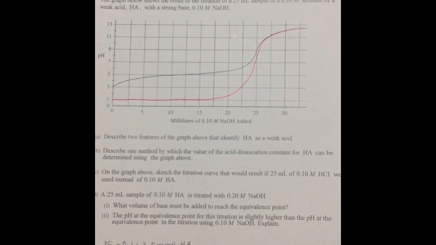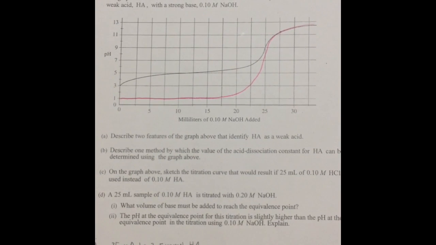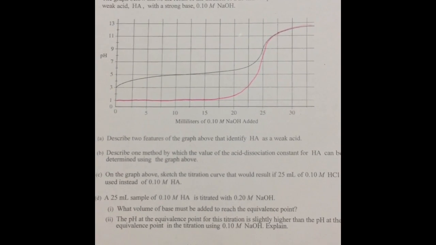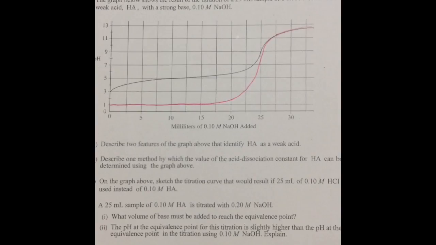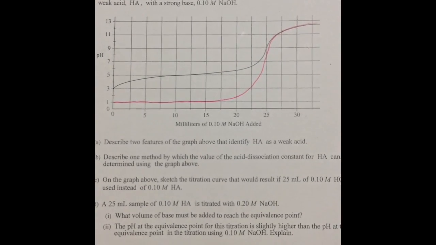The graph below shows the result of the titration of a 25 milliliter sample of a 0.1 molarity solution of a weak acid HA with a strong base, 0.1 molarity NaOH. Describe two features of the graph above that identify HA as a weak acid.